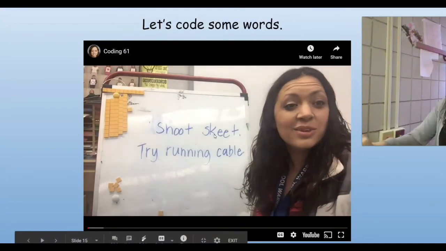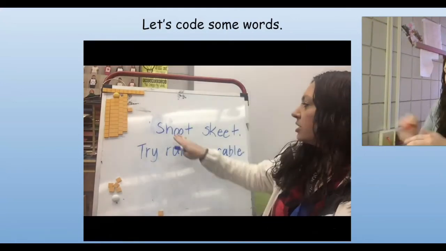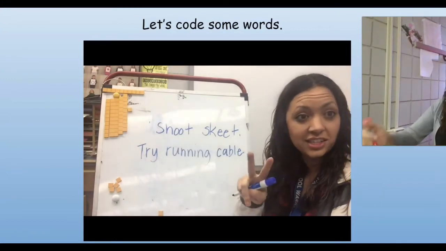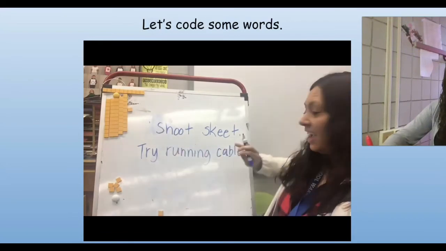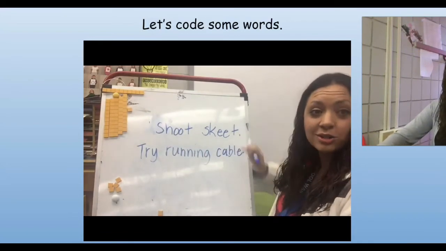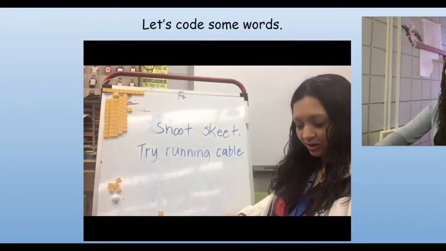Good morning, guys. So we are ready to start coding today for lesson 61. So we're going to look at our first sentence. Our first sentence only has 2 words in it, but we know it's a sentence because it's got that capital letter at the beginning and it's got a period or punctuation at the end. So let's look at our first word. And what do you notice about that word?